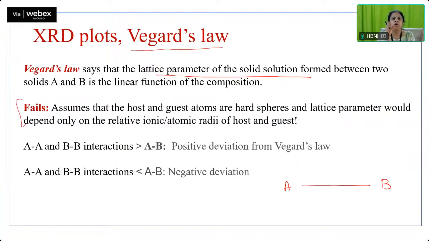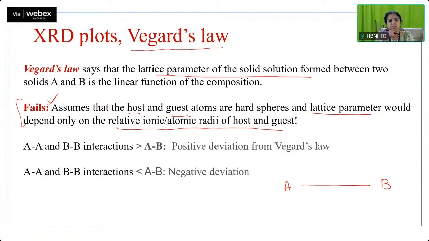Why does it fail? Because what it is assuming is, what did I tell you when I showed you that slide? That you are substituting a smaller ball by a bigger ball. So obviously you would expect an increase in the average size. But this is exactly the problem. What we are assuming is that your host and the guest atom are hard spheres, they are incompressible, and your lattice parameter would depend only on the relative ionic or atomic radii of host and guest. But we know that this is not the case.